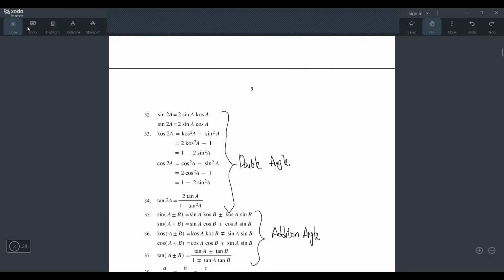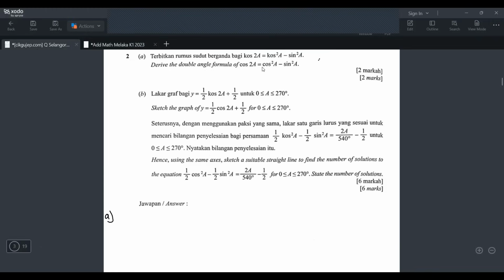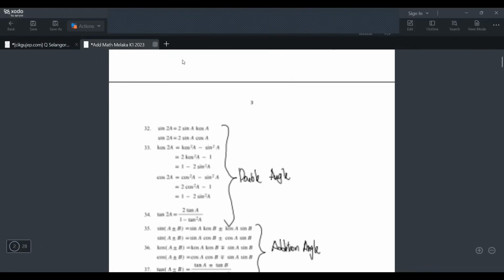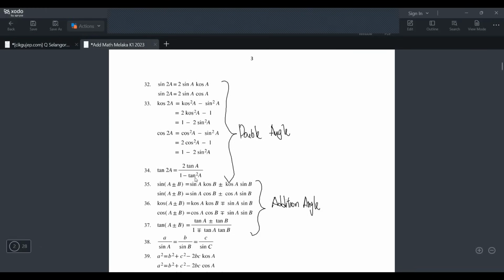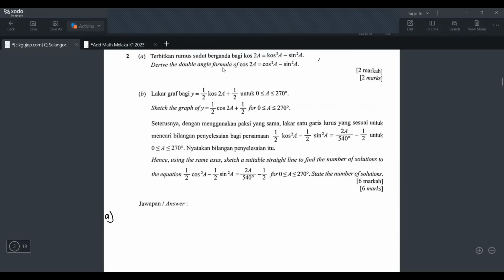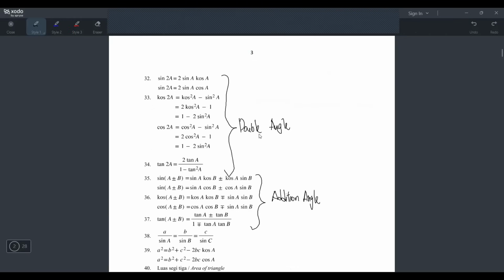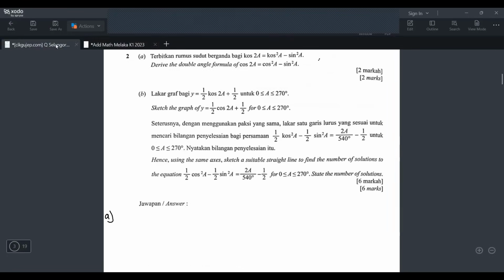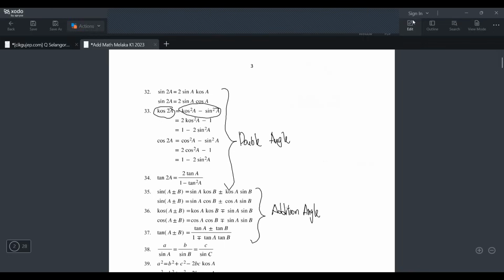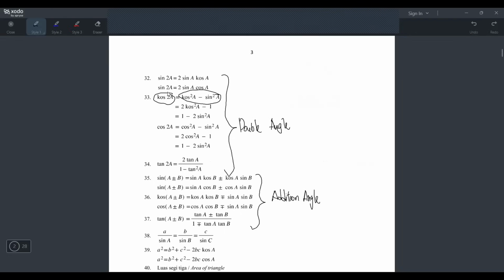So let's go back to this question. The question asks you to derive cos 2a equals cos square minus sin square. So what you will do is use all these formulas to derive this, right? But if you look at the double angle, isn't this cos 2a equals cos square minus sin square? You can see that what they write here is exactly the same as the formula, right? So how can I prove this formula? How can we derive this?